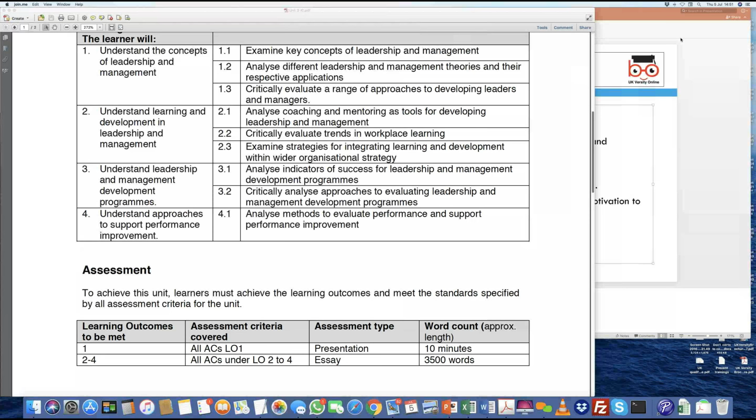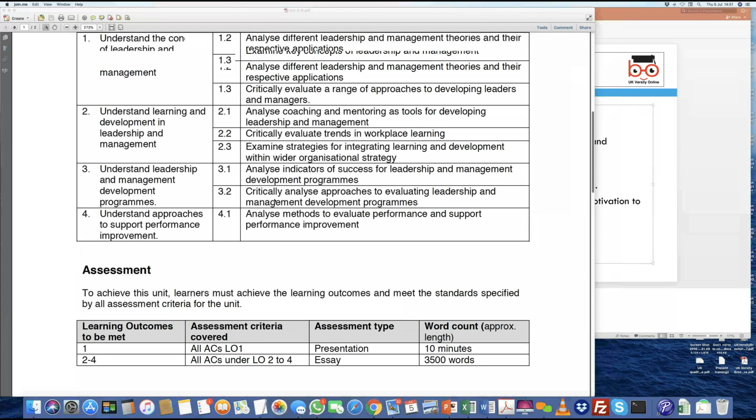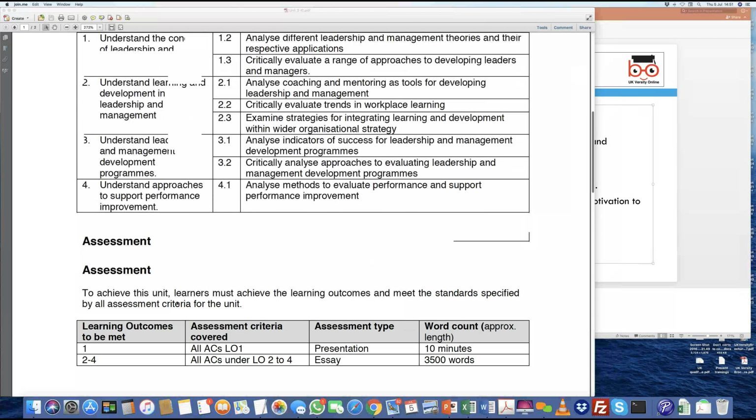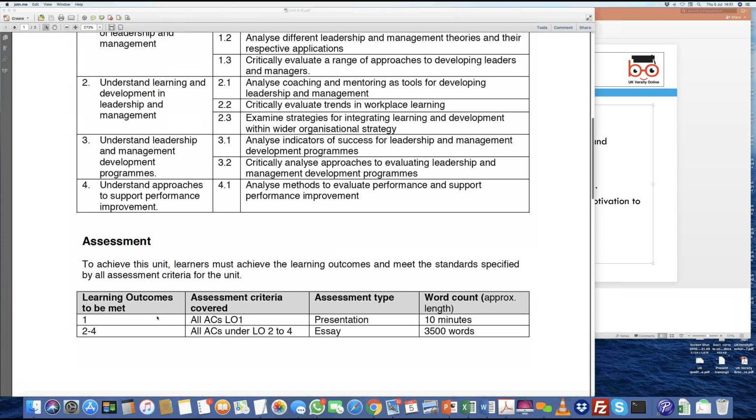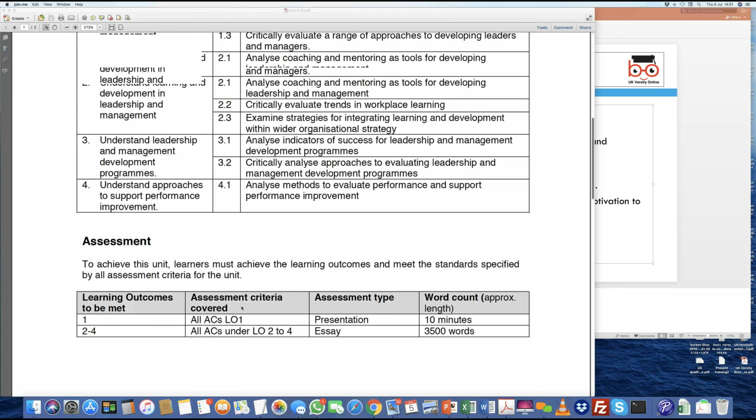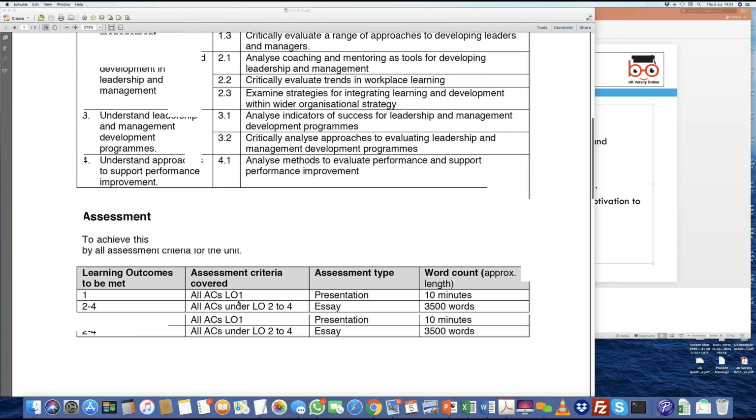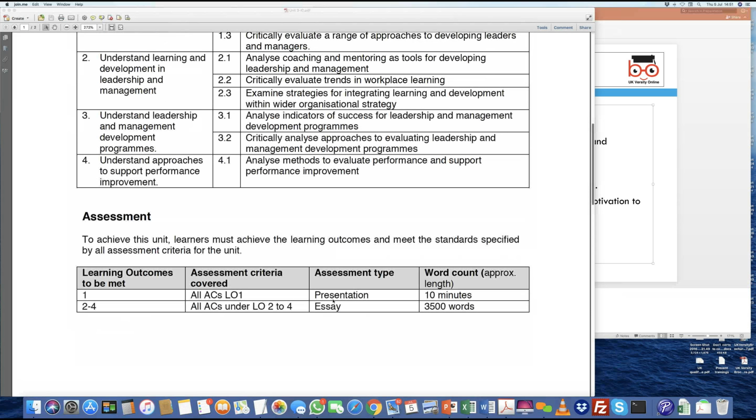So one of the key things which I will just briefly mention is how the assessment is to be done for this unit. Normally they say AC LO1, which is learning outcome 1, presentation 10 minutes. So assuming you spend 1 to 2 minutes per slide, you're looking at between 5 to 10 slides. That gives you a bit of an idea.